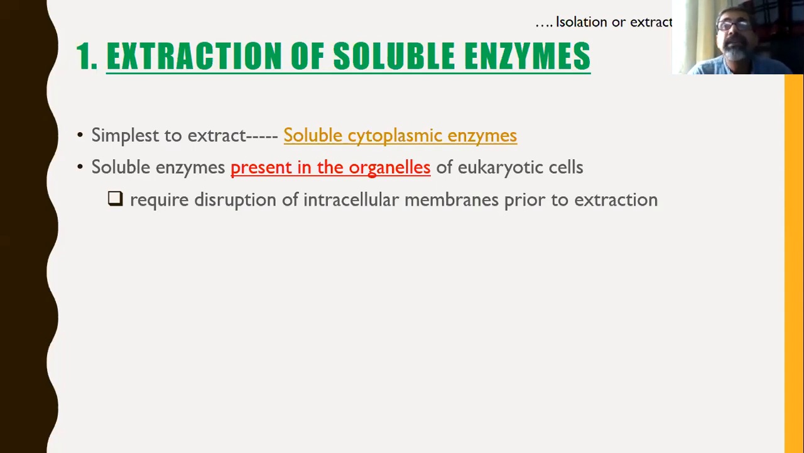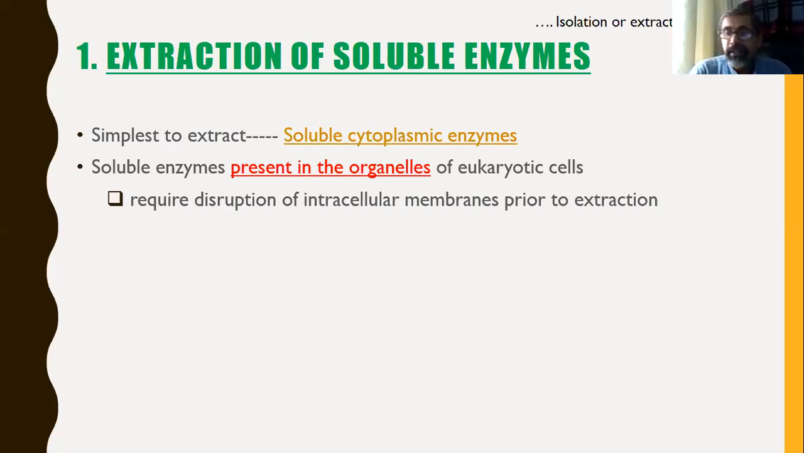Number one is you have to disrupt or break the intracellular membrane. How is this done? Most commonly, in the lab, you use what is called a mortar and pestle. You grind it, and due to this grinding and friction, the cell membrane and the tissue get ruptured, and the cell organelles are released.